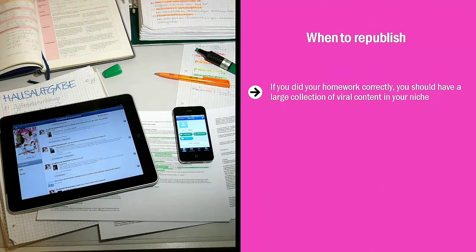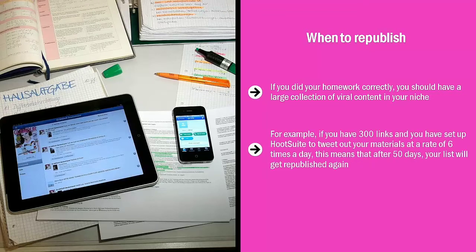When to republish. If you did your homework correctly, you should have a large collection of viral content in your niche. This stuff is tried and proven. These materials are known to attract a tremendous amount of eyeballs in your niche. The problem is, you don't want to keep republishing the same content over and over. For example, if you have 300 links and you have set up Hootsuite to tweet out your materials at a rate of 6 times a day, this means that after 50 days, your list will get republished again. You may want to tweet more frequently, like 12 times a day, and this would cut down your republish date to 25 days. Can you see the problem here?